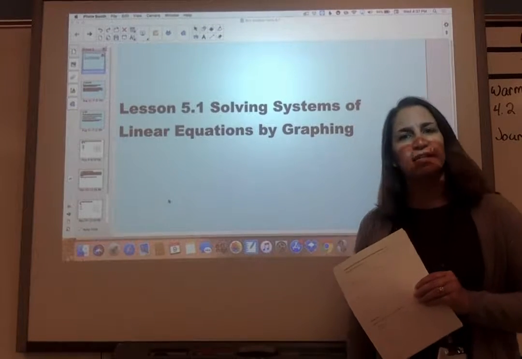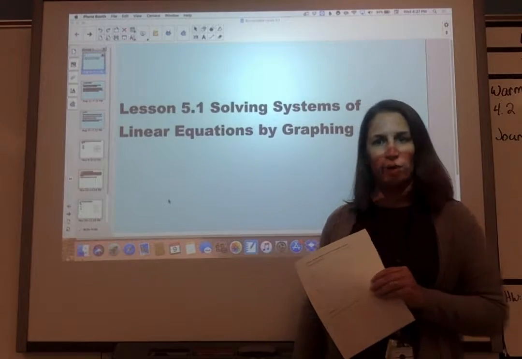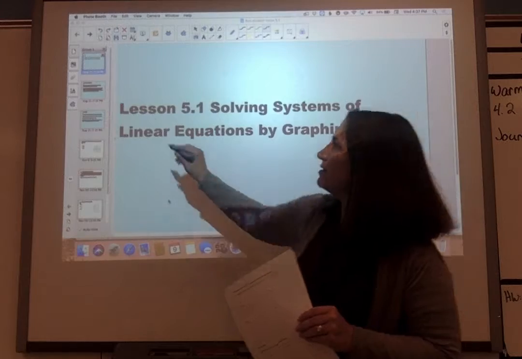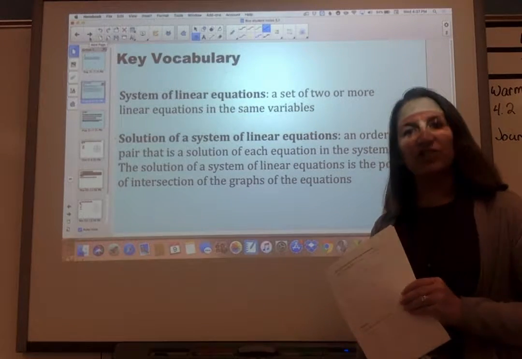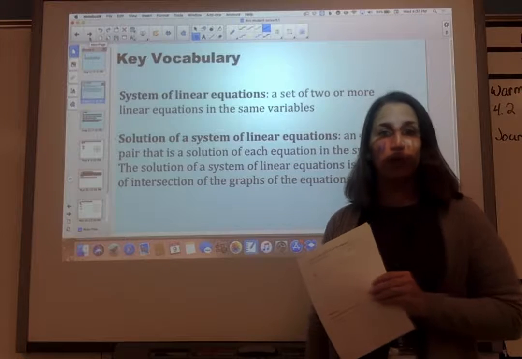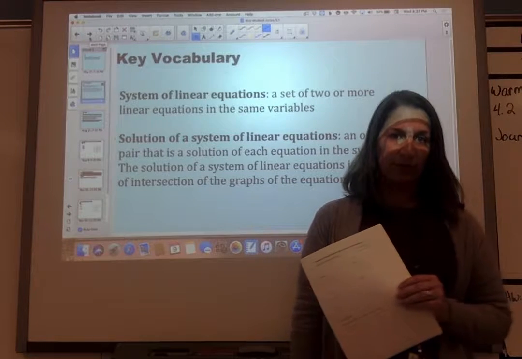Students, today's lesson is on solving systems of linear equations by graphing. Let's start with some vocabulary. A system of linear equations is a set of two or more linear equations in the same variables.